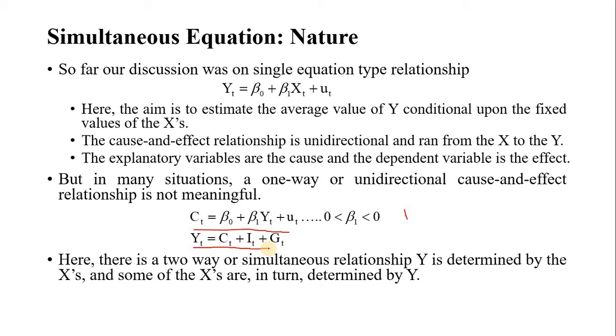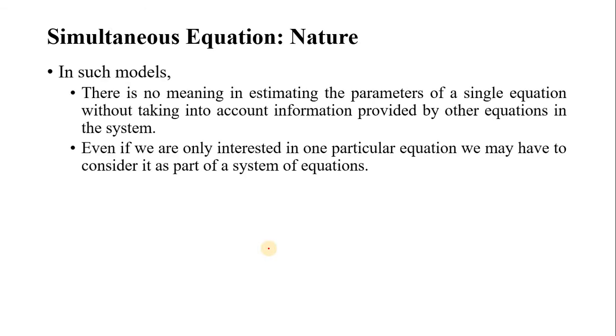In these equations, what we are assuming is that there is a two-way or simultaneous relationship, and y is determined by the x, and some of the x are in turn determined by y. Y depends on x, and x also depends on y. So this is what is called a simultaneous equation model.